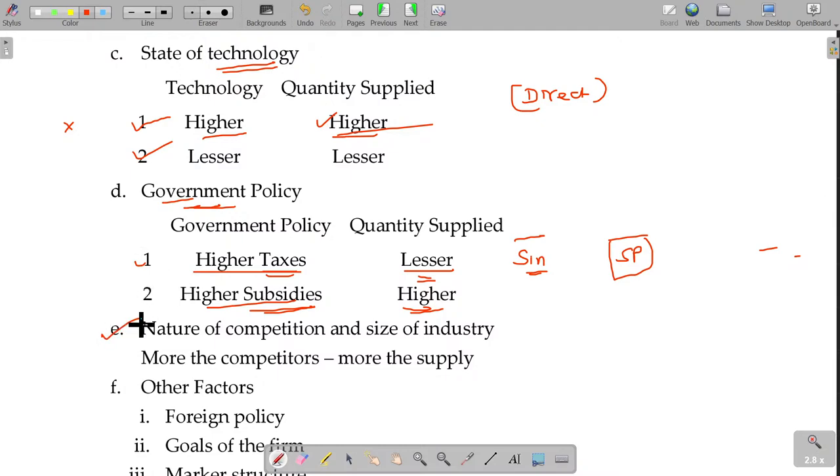And the nature of competition and size of the industry. If there are more competitors, then automatically there will be more supply. If there is no competition, then no other way, you have to buy as a consumer, you have to buy at the price fixed by the supplier. Then the supplier is very rigid in the supply. If there is huge, stiff competition, then what happens?